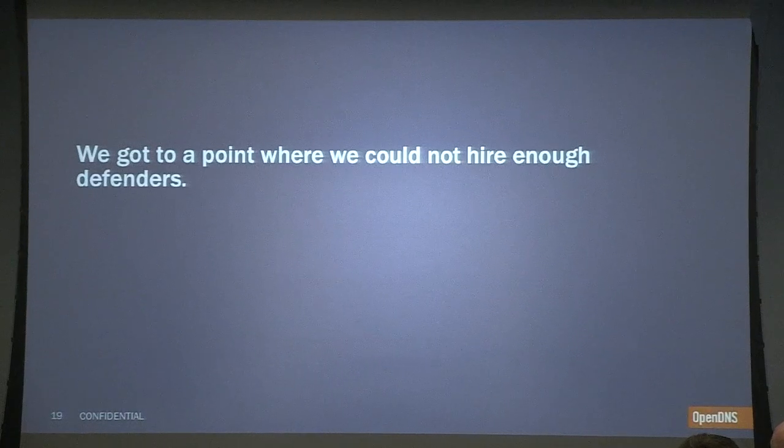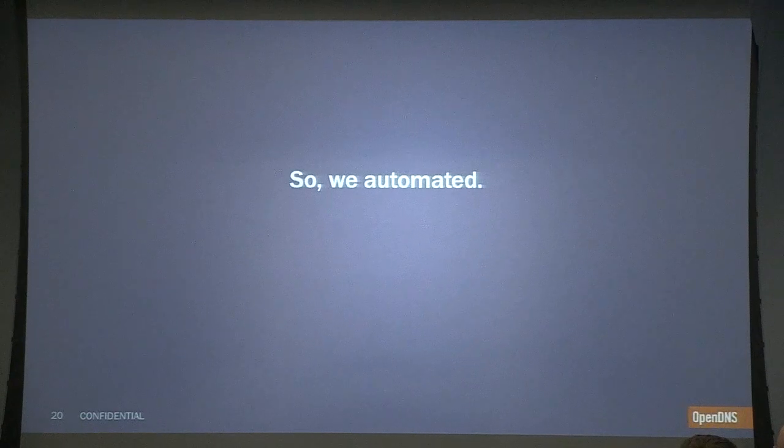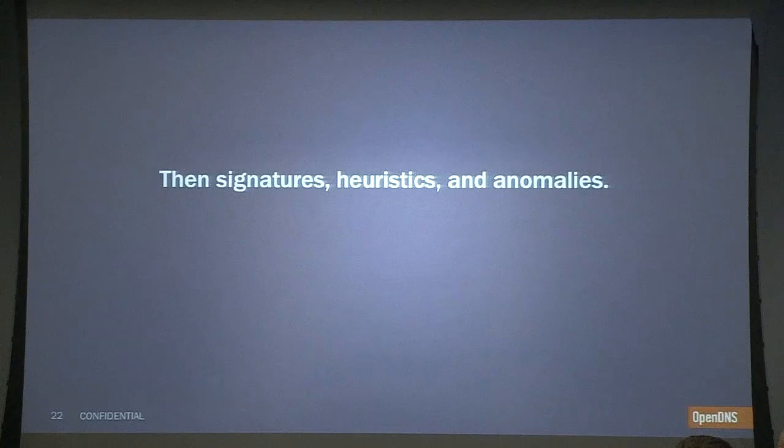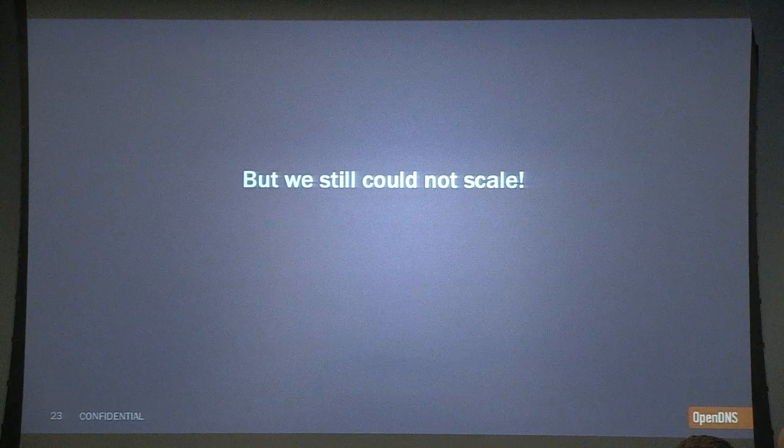But then there became a point in time, actually a little while ago, where it became harder and harder to hire people, and it became harder and harder actually to gather the samples and to pull them apart and defend. And over time, we had to automate. So we started automating these things. They did things like automatic hashes, automatic fingerprints, behavior analysis, sandboxing. Signatures came out, heuristics and anomalies. These were all things that helped scale the human factories that were behind these reverse engineering firms. But it still didn't scale.